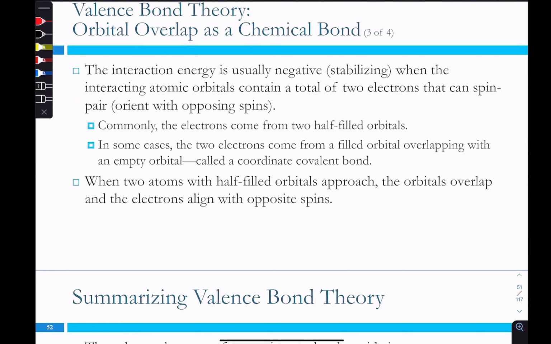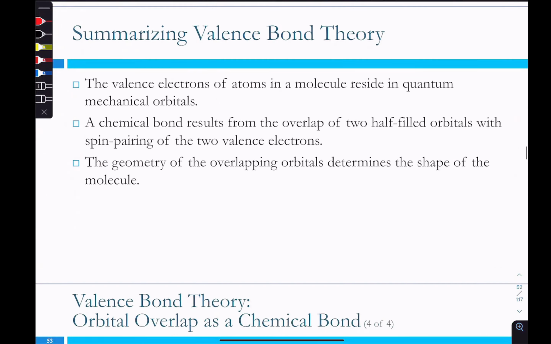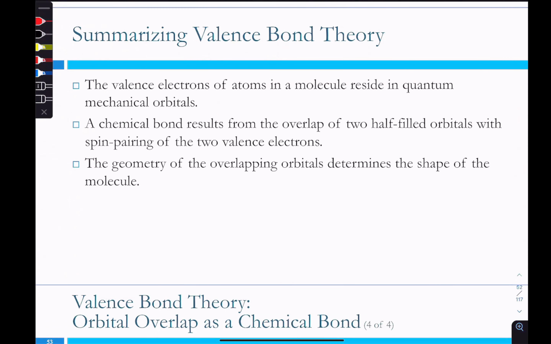And then commonly the electrons come from two half-filled orbitals, and that's primarily what we're going to talk about. In some cases, they can come from a filled orbital overlapping with an empty orbital. Those are called coordinate covalent bonds. If you take Chem 2, we talk about them in Chem 2. I think they're really interesting. So when they get close enough, they overlap with opposite spins, and they can stabilize each other.